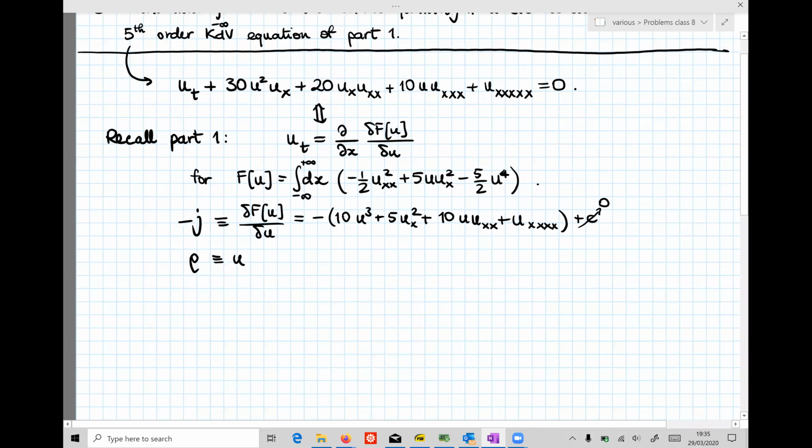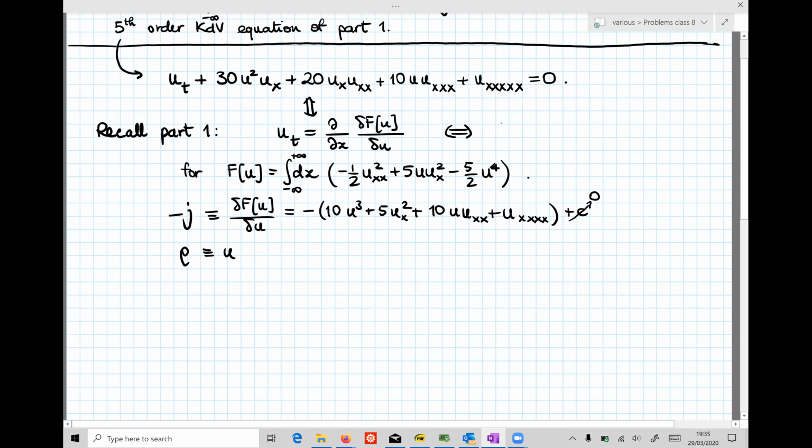So then the equation above is just dρ/dt plus dJ/dx is equal to 0. So we only need to check that the current J takes the same values at plus and minus infinity. But again, we use the boundary conditions where u and all its spatial derivatives go to 0. So J tends to 0 as x goes to plus or minus infinity. So it takes the same values at plus or minus infinity, and therefore, we have the two conditions that we need.